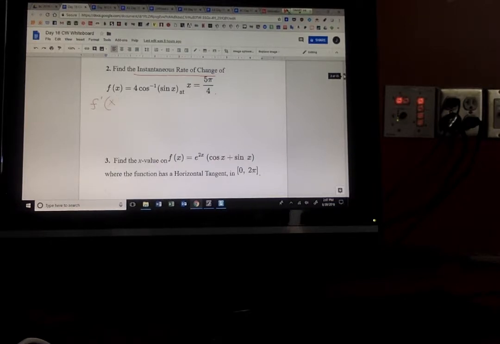f prime of x equals 4. Stop. Let me guide you. What's the slope of cos inverse of monkey? Negative 1. Go. Negative 1 over radical 1 minus... Thank you. Will that become sine squared x? Do you understand why? Isn't it sine x squared?